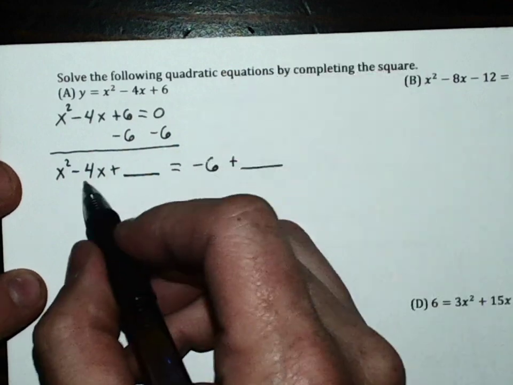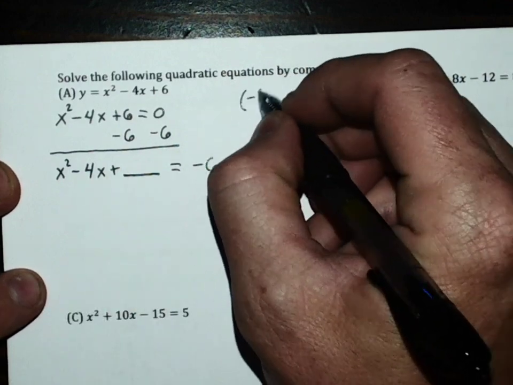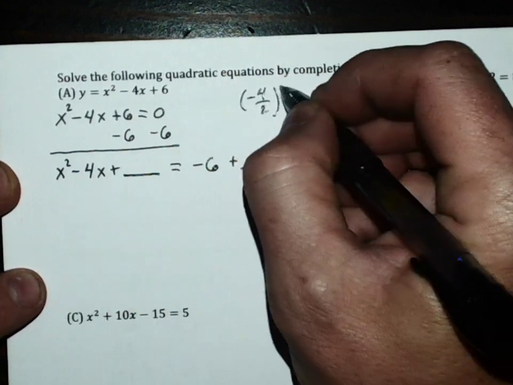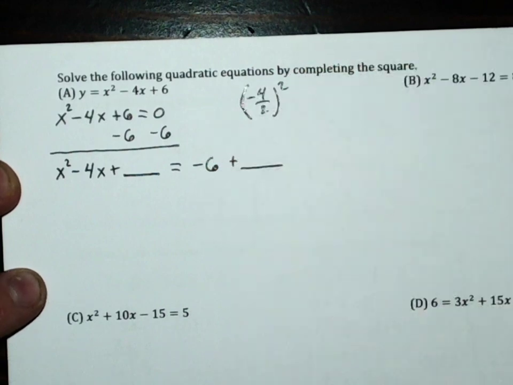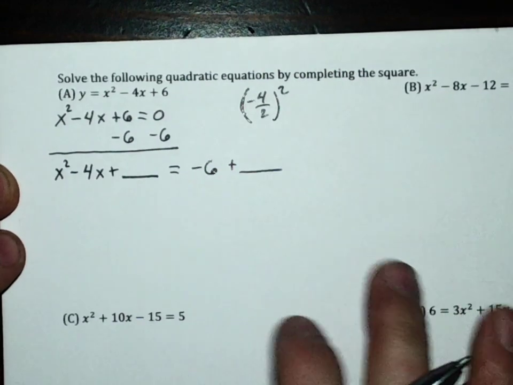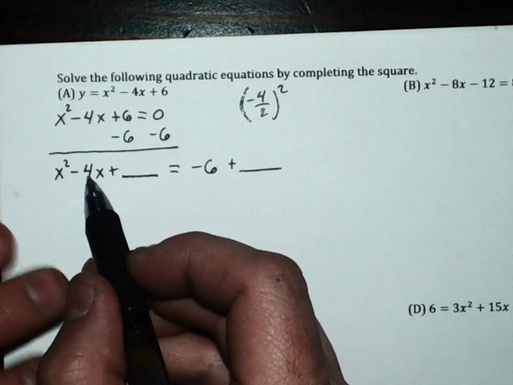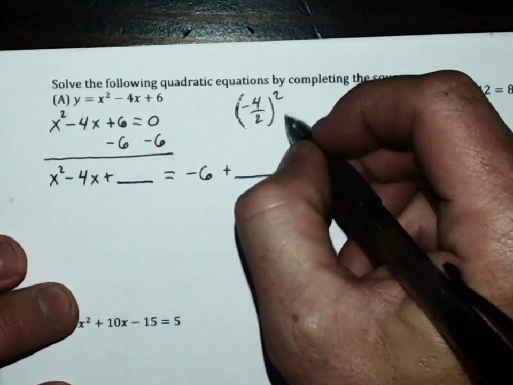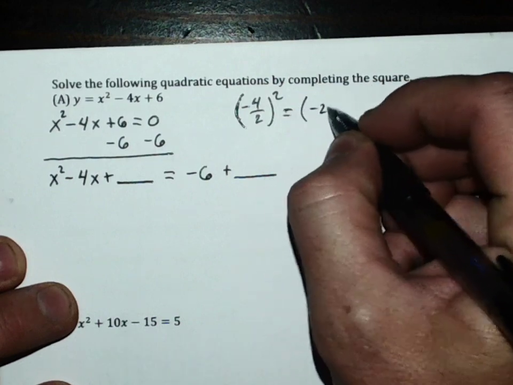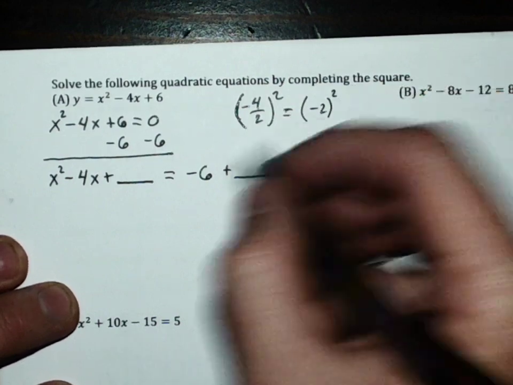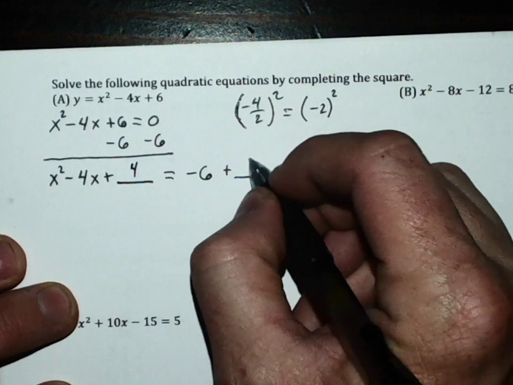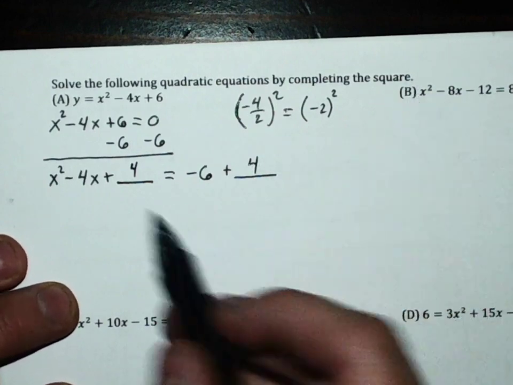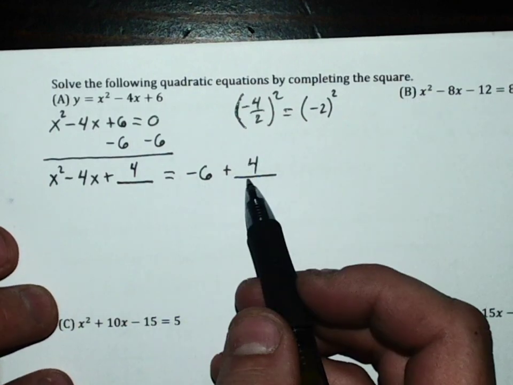Well, you take your b value, which in this case is negative 4. You divide it by 2, and you square it. Don't forget that this is a negative 4. It's important that that's a negative. Negative 4 divided by 2 is negative 2. But negative 2 squared is positive 4. So a positive 4 gets placed in the blanks.